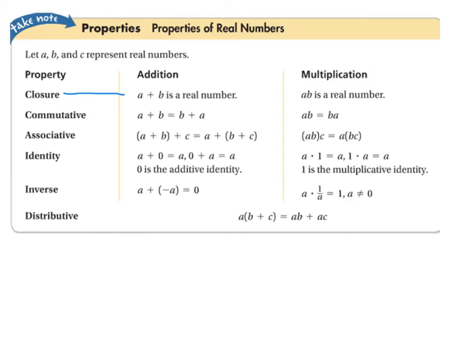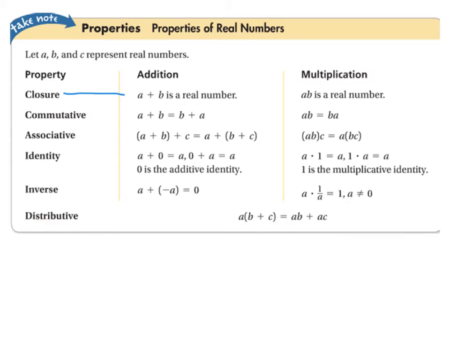Talked a little bit about the identity. 0 is the additive identity. We add 0 to something and it doesn't change the value. 1 is the multiplicative identity, meaning we multiply something by 1 and that does not change the value. Inverse or opposites: add a number to its opposite, you get 0, and the reciprocal or multiplicative inverse: multiply something by its reciprocal and the result is 1. And then we also have the distributive property.